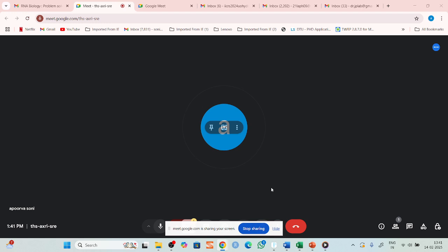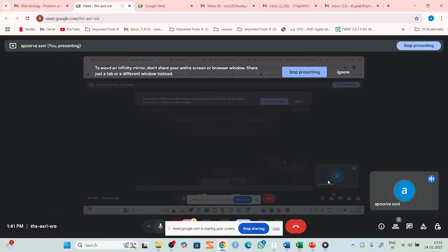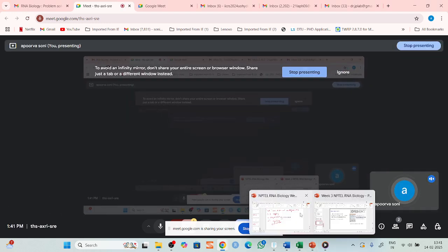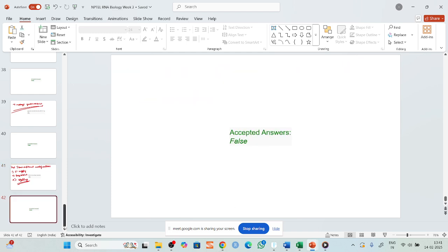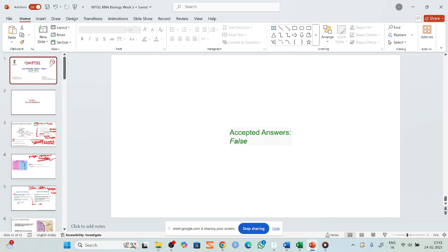So these are the three major post-transcriptional modifications that happen. Okay. So if the question comes that RNA does not undergo maturation, it is false because RNA does undergo the maturation process. So now with this, we have completed the questions that are covered in week 3.